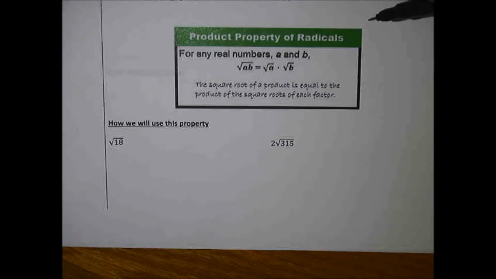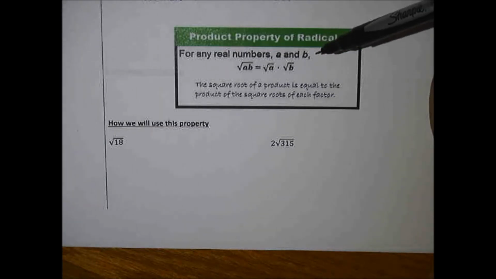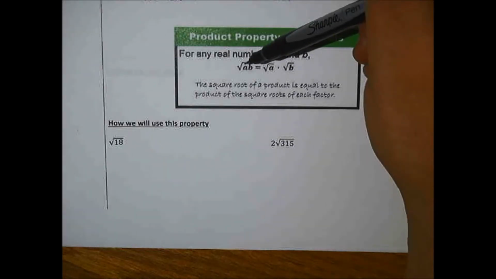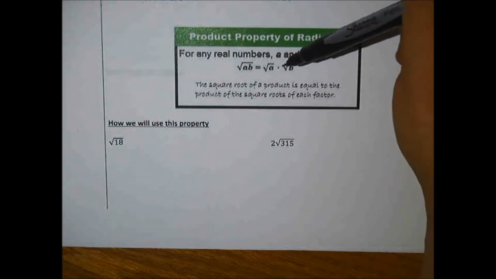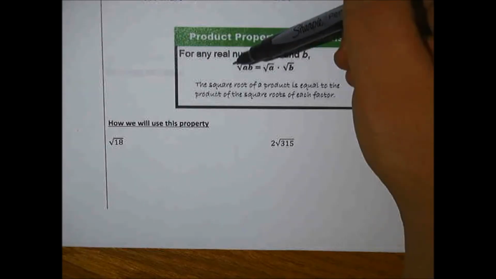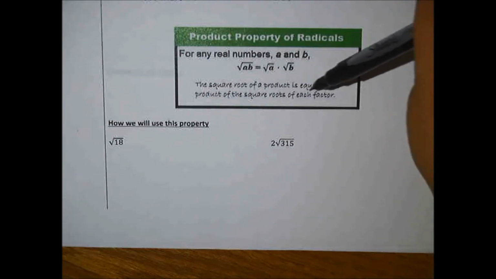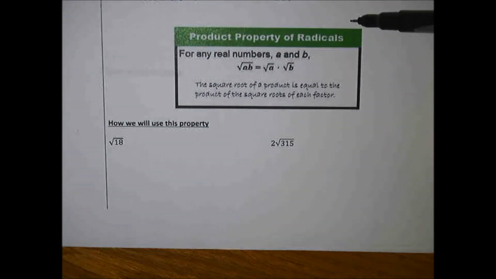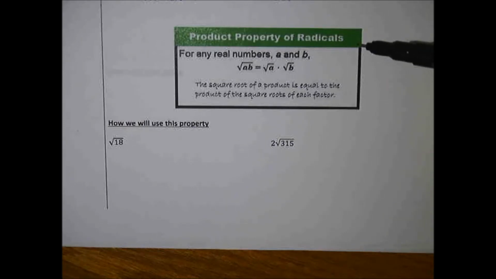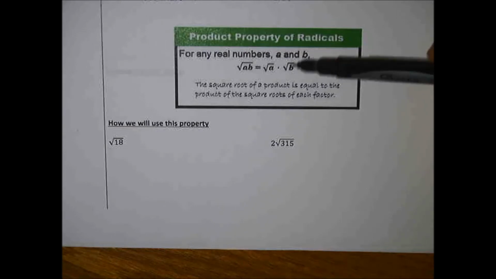But let's look at the product property of radicals. For any real numbers a and b, the square root of a times b equals the square root of a times the square root of b. And in words, you can just say the square root of the product is equal to the product of the square roots of each factor. Now how we're going to use that, and really the main way we're going to use it, is to find the prime factorization and then pull out any pairs. We technically won't be using this specifically, but it's really good to know, and we're going to use it later.